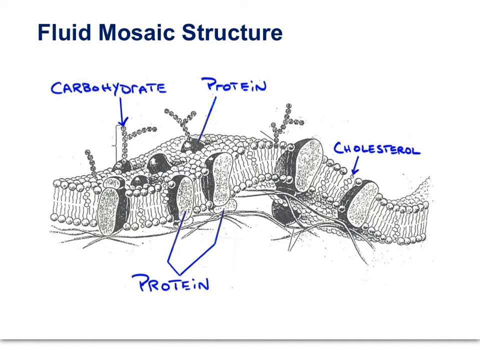Here is another diagram of the fluid mosaic membrane. In this diagram, we can see glycoproteins, carbohydrate chains attached to proteins. As well, we can see cholesterol embedded within the phospholipids. The carbohydrate chains lie outside of the cell, so this region of the image is extracellular. This region would be within the cell, intracellular.